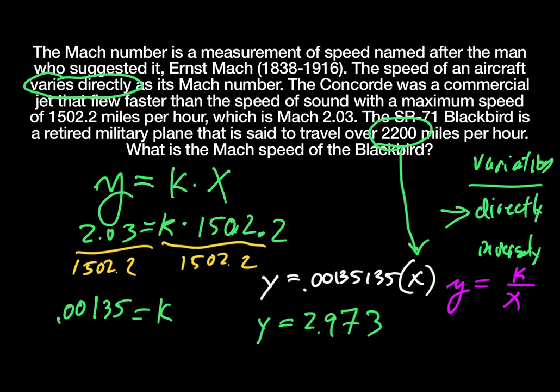All right, and it said that it travels over that because I believe its top speed is still restricted, classified information. It might be out there somewhere on the internet. But that's how you would set up and do a direct variation problem.